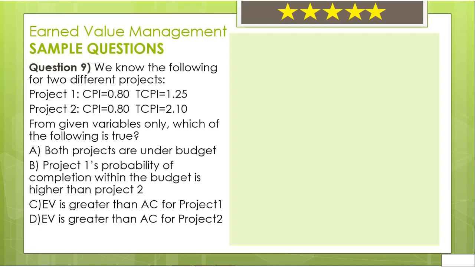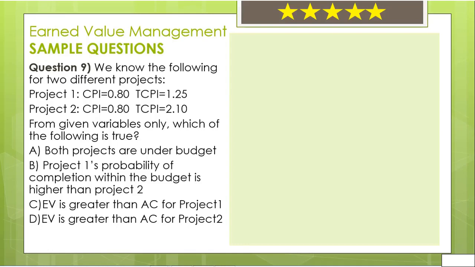Question number 9. We know the following for two different projects. Project 1, CPI equals 0.8, TCPI equals 1.25. Project 2, CPI equals 0.8, TCPI equals 2.10. From the given variables only, which of the following is true?